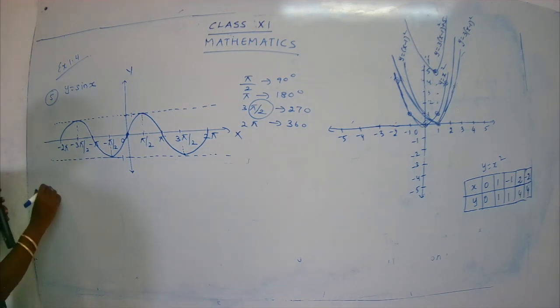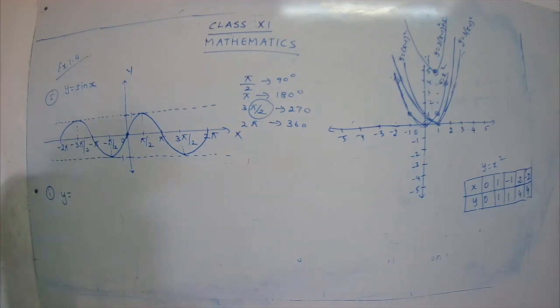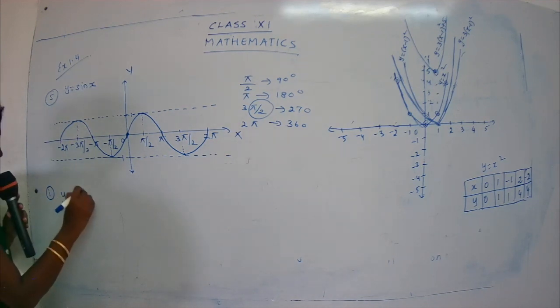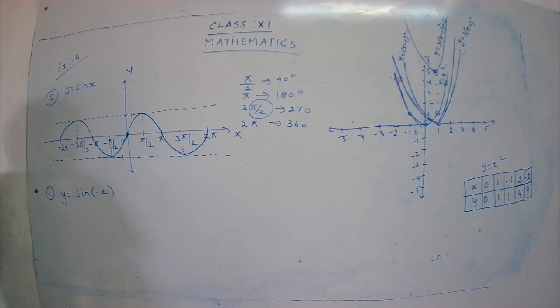Now let's come to the first subpart. Y is equal to sine of minus x. Let's write down y is equal to sine of minus x.